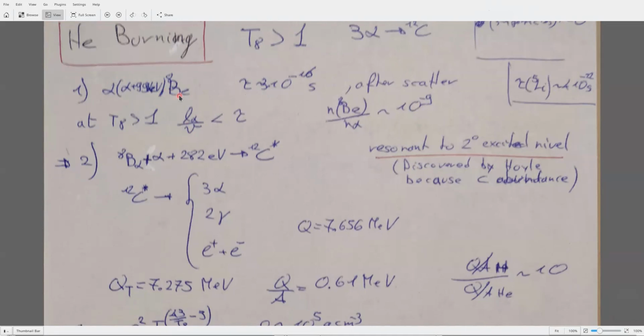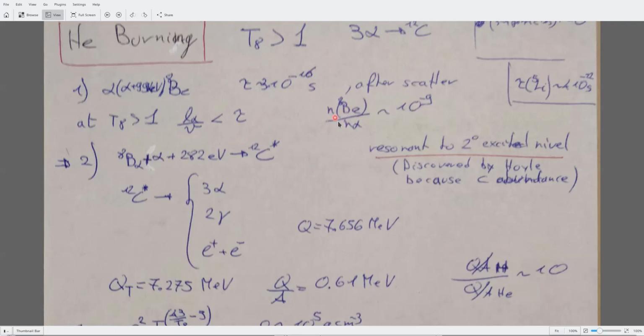You have production of beryllium-8 that lives a really, really short time, like 10 to the minus 16 seconds. It dies really quickly, but then there is a scatter. But actually, this time is longer than the typical time for a collision. So when it's accumulated here, you have the time to have another collision.